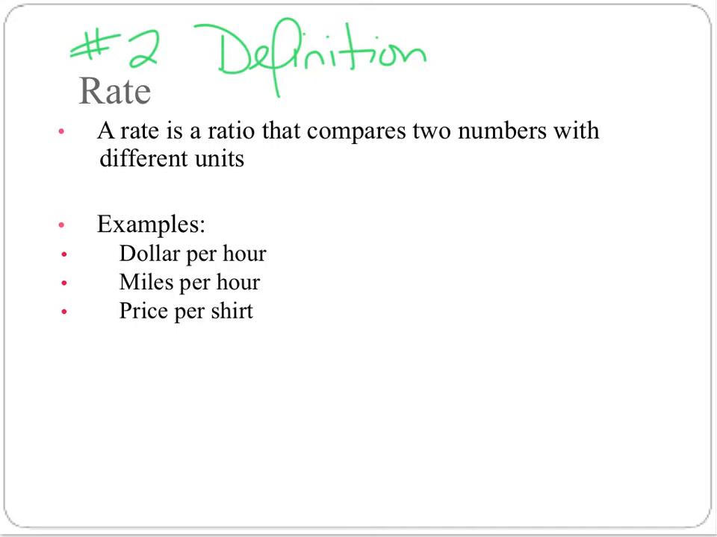You have earnings. If you work a job, you may get dollars per hour. If you drive a car or ride in a car, in your case, miles per hour. And in our next example, you're going to see price per shirt.